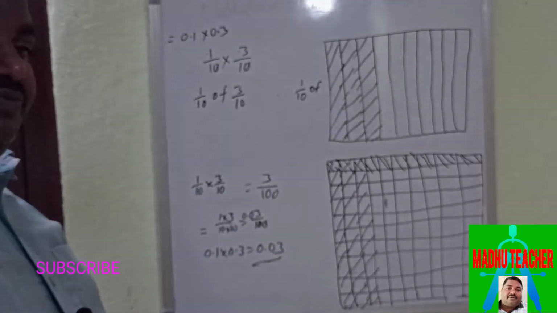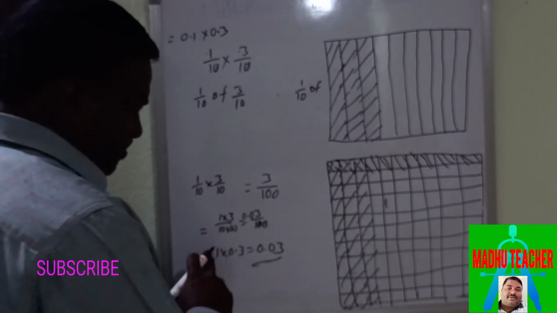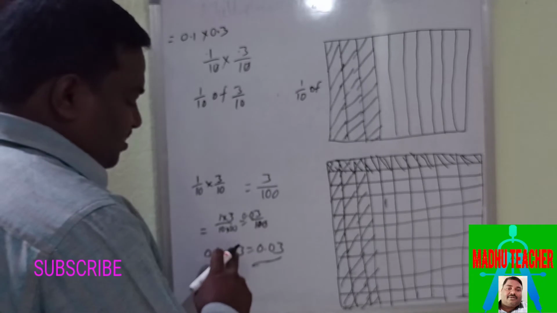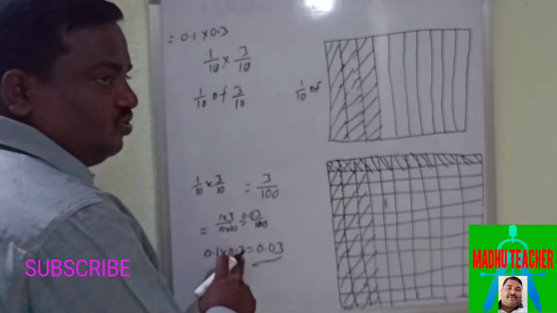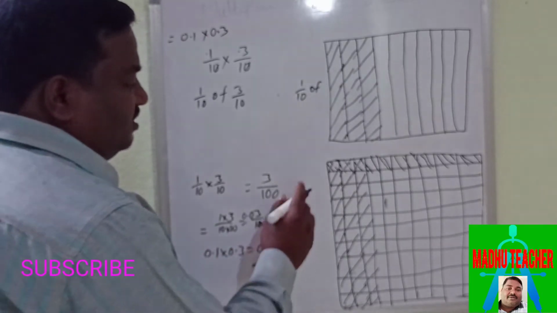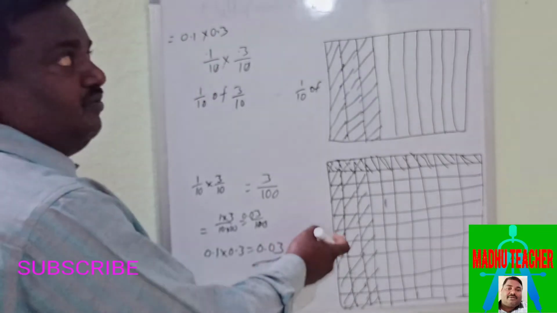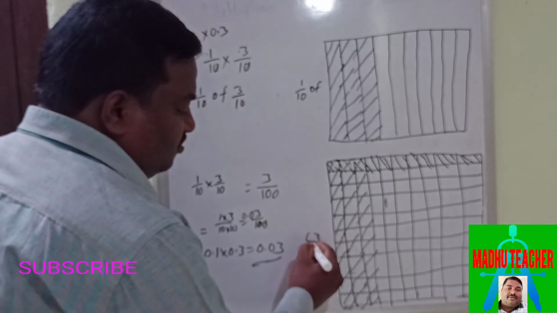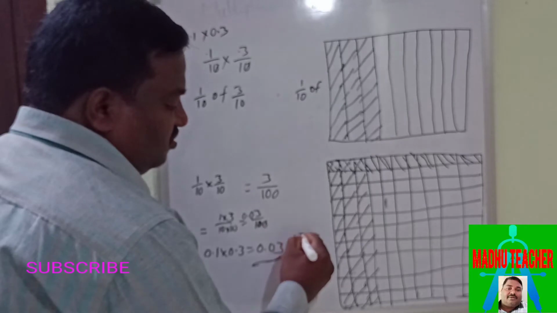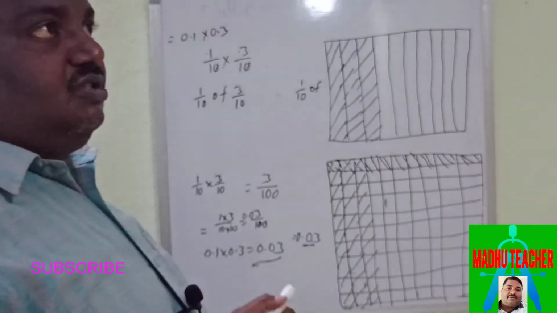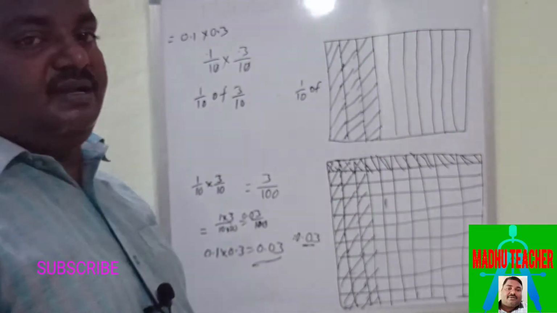By observing these two, we can conclude that 1 into 3 is 3. After the decimal point, how many digits are there? 1. Here how many digits are there after the decimal point? 1. Totally 2 digits. So put the point before 2 digits. Actually we'll get only 3, but we need to put the point before 2 digits. That's why you have to put 0 before 3, then the point. That is 0.03. This is the multiplication of decimal numbers.